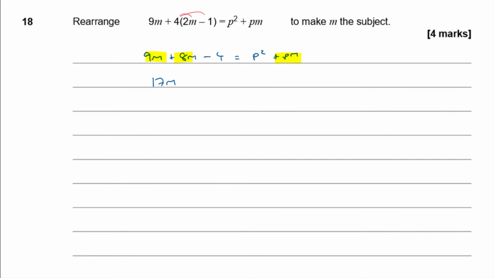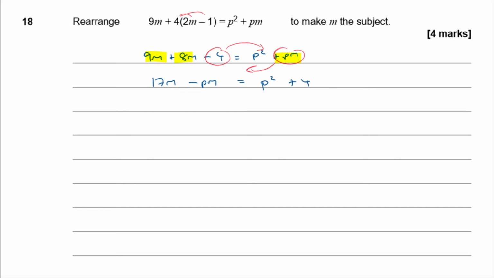And then if I take the pm away to the other side, it's going to be minus pm. So 17m minus pm on the left. On the right, I'm going to leave the p squared, plus I'm going to move this term over to this side. So that minus 4 changes sign, it's going to become plus 4 on that side. Okay, so the pm moved over to the left and the minus 4 moved over to the right, and when they change sides, they change signs. Okay, so I've got 17m minus pm is equal to p squared plus 4.